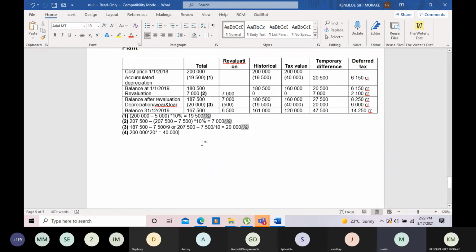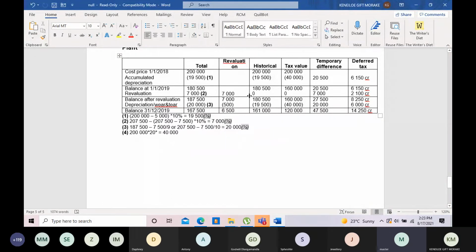You can also get it by taking this 7,000 and the revaluation of 7,500. You take the 7,500 minus 7,000, you can get this amount. It is also fine like that. So then 7,500 minus 5,000, you're going to get 6,500. You just have to move these amounts to this side.